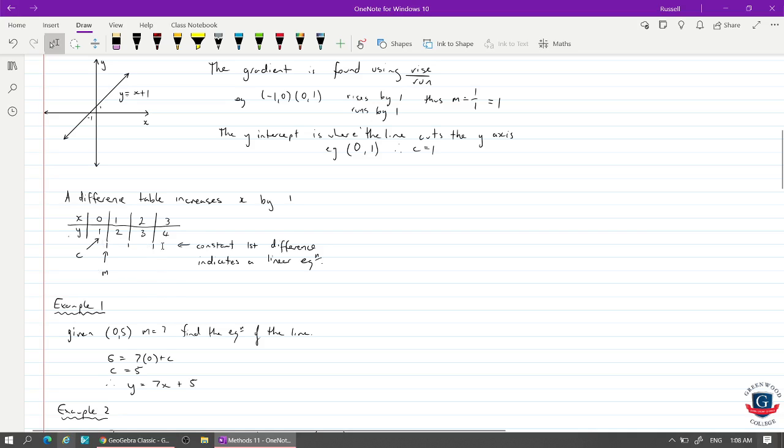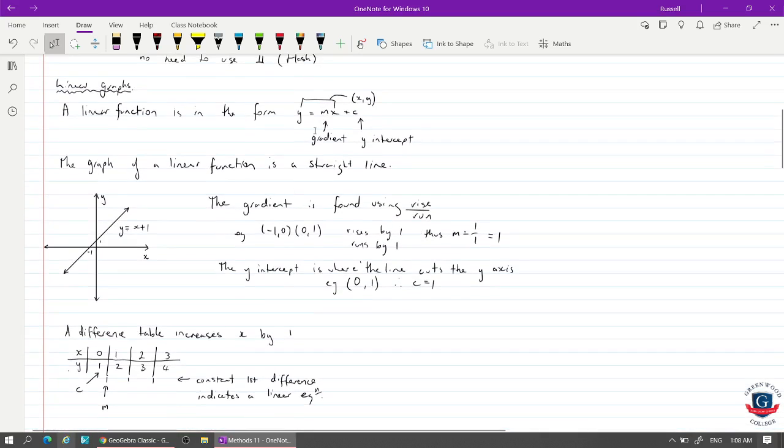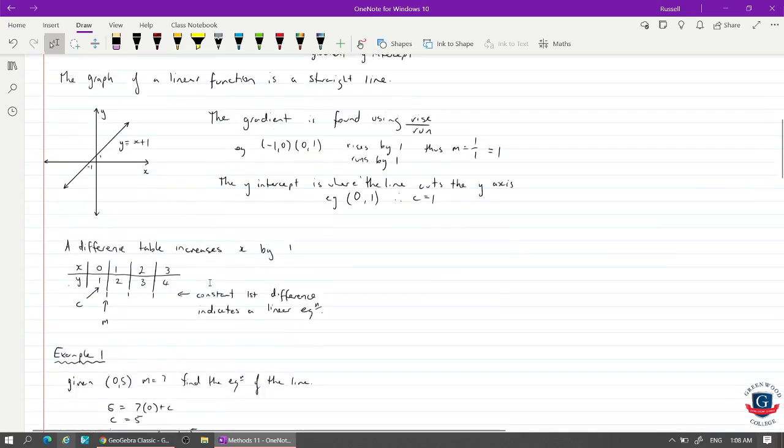When this first difference, these values here, are constant, we know we have a linear equation. And to find the equation, we use values in the table to get an equation in this form here, generally with a value there and a value there.